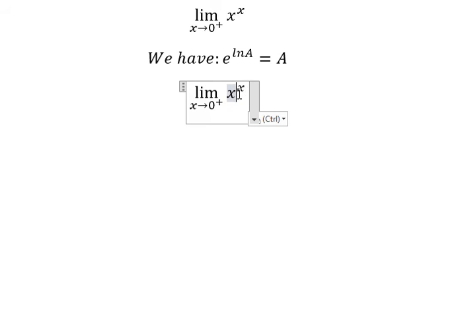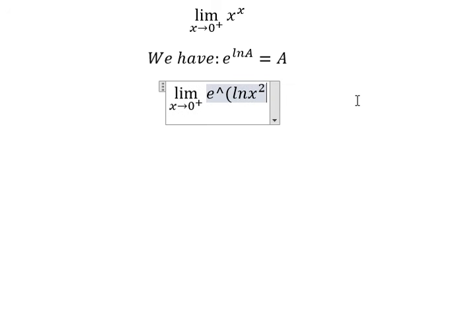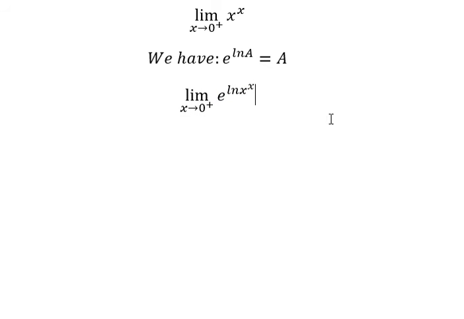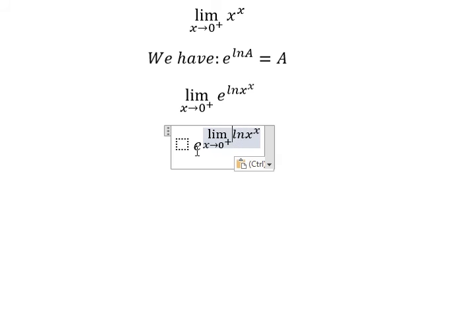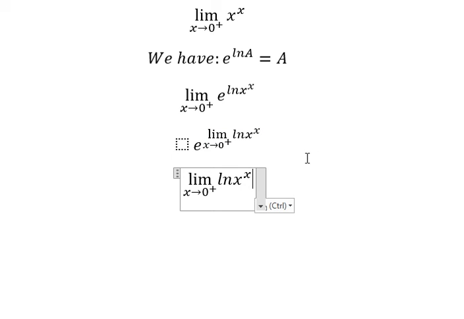Capital A, that's about s to the power of s. So I can put e to the power of ln of s to the power of s. And this one, we need to find the limit of ln of s to the power of s, because I can put the limit in here. So we will have like this.